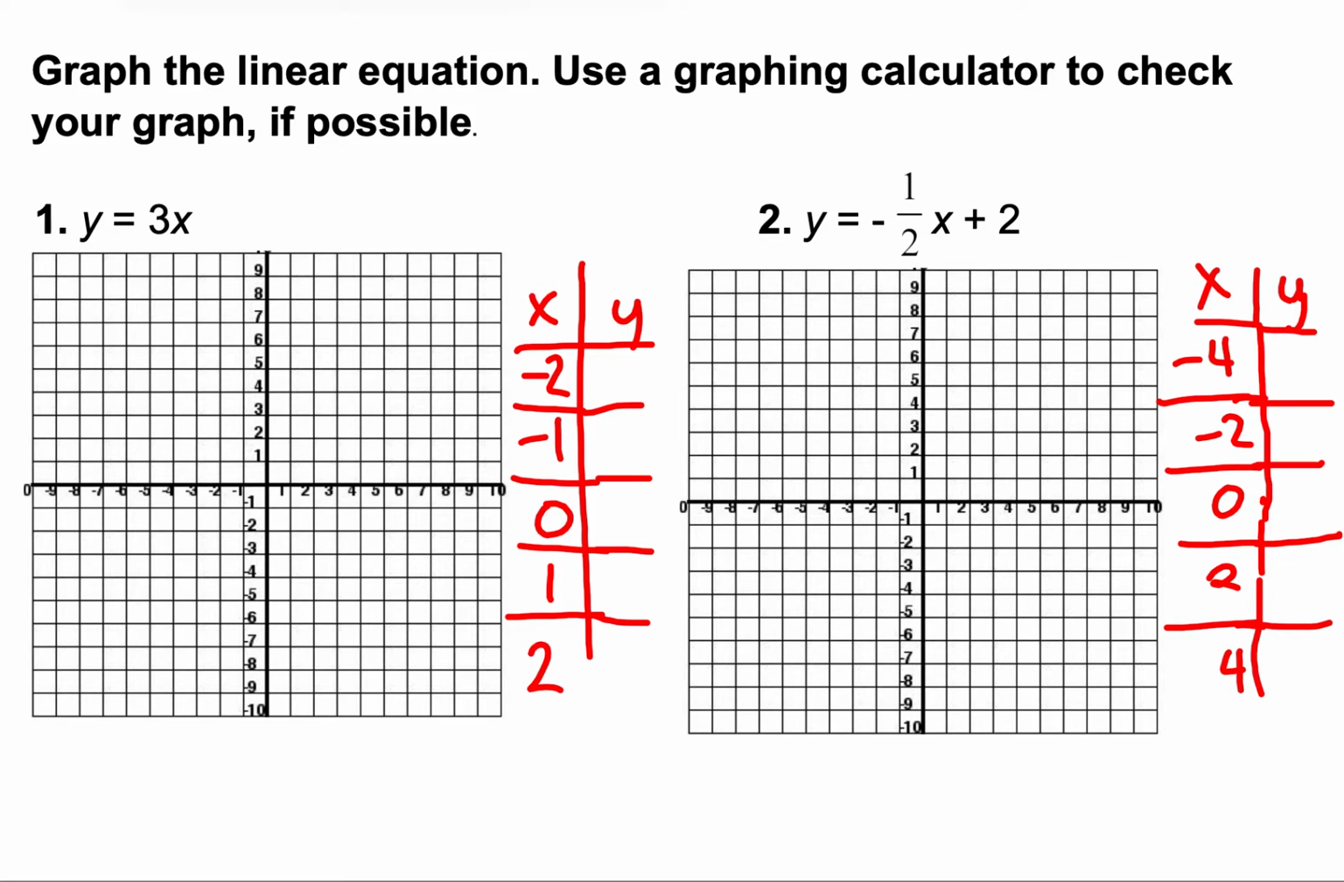So you're going to go ahead and pause the video. You're going to make tables of your own, and then you're going to graph your points either on a piece of notebook paper or you can graph your points online. Go ahead and pause the video and take a minute to try these 2 problems.